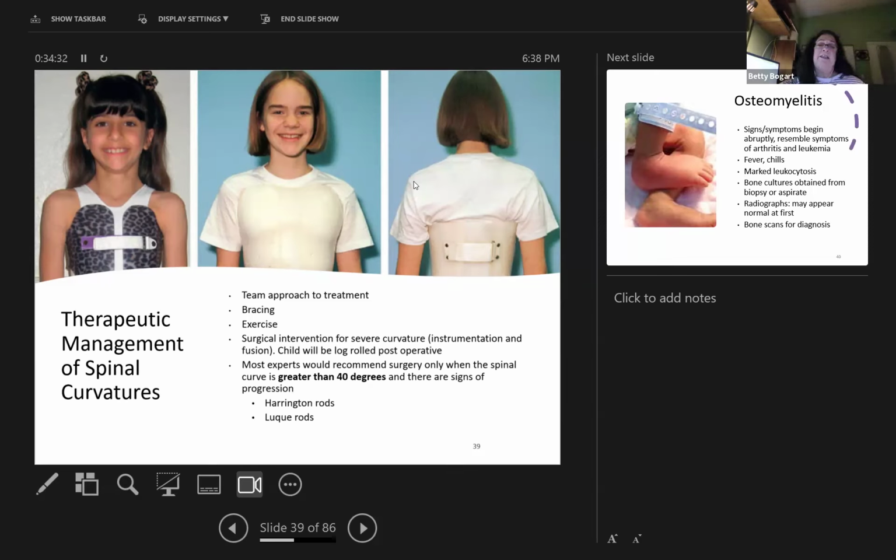Now, this slide says greater than 40%, make it 45. When it's greater than 45%, we will put in what we call Harrington rods. If you can imagine a spinal column with 2 rods going along the whole spine, attached to the sides of the spinal column. This is a patient that's going to have log rolling. You've got to keep that back straight. That's a Harrington rod.